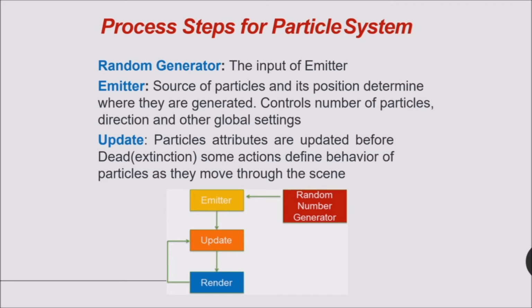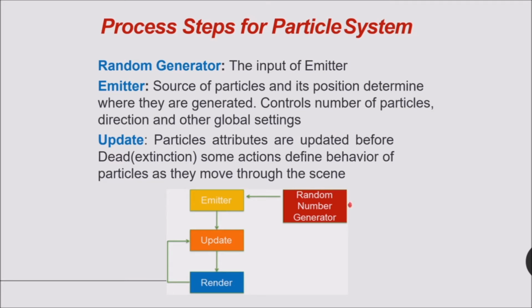Obviously you have to have a random generator, and then something called an emitter, and then something called updating everything, right? So what does this random generator do? Let's talk about that first. Okay, especially the random generator, this one right here, right?